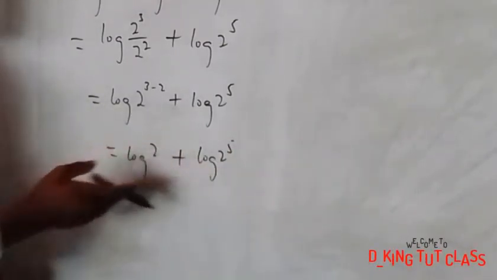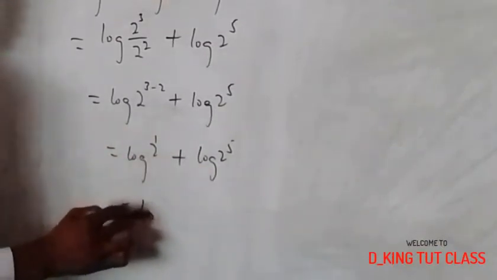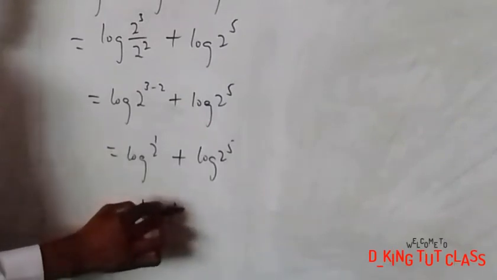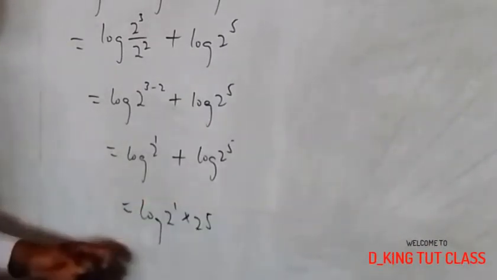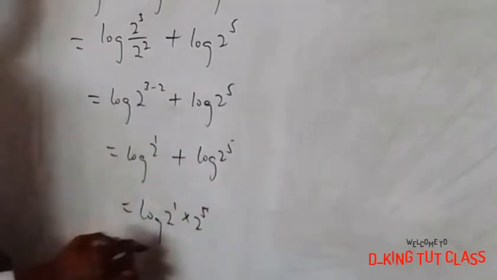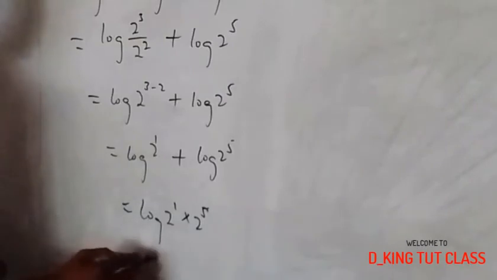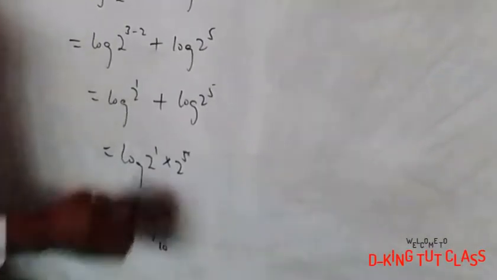Now, merging these two together with respect to the laws of logarithm, that becomes log base 10 of 2 raised to power 1 times 2 raised to power 5. That now becomes 2 times 32, that's log 64 base 10. So that is for that.